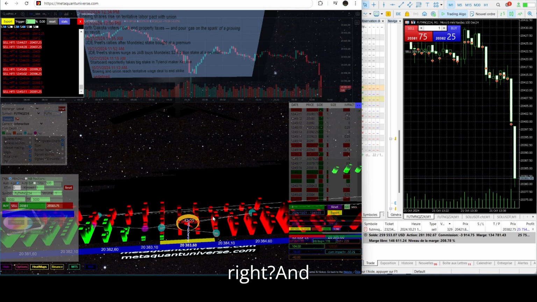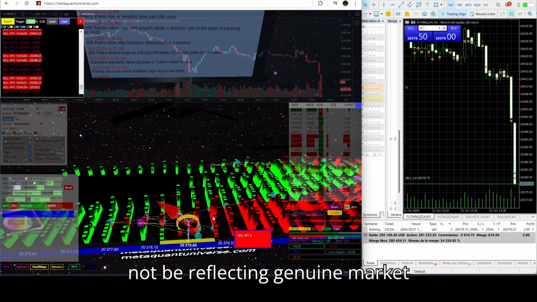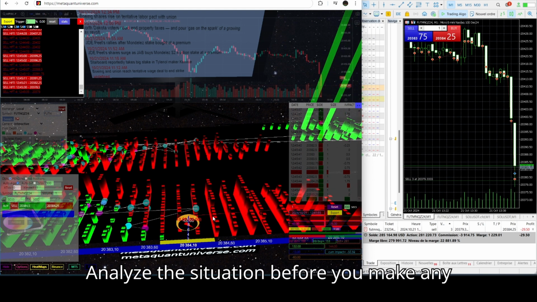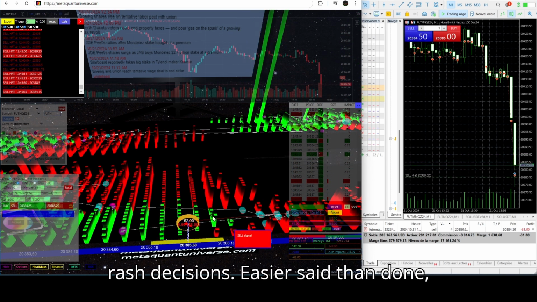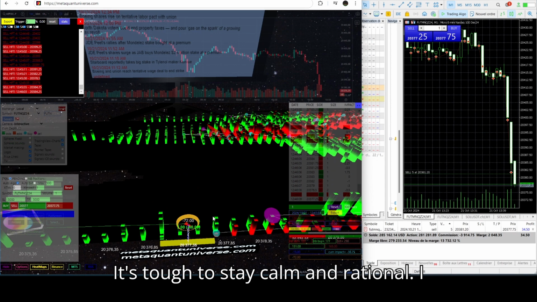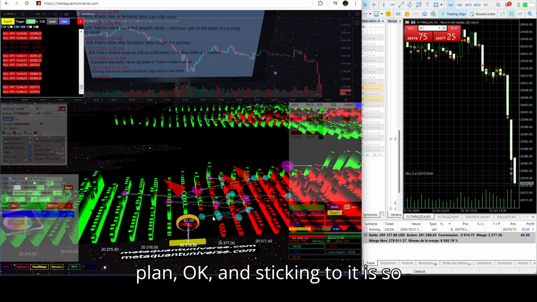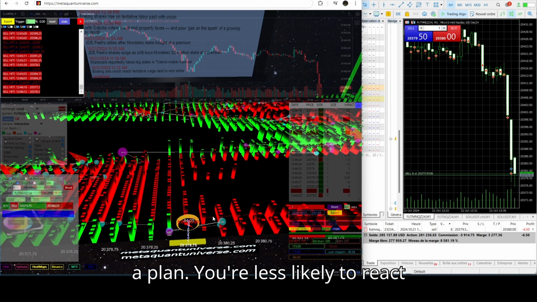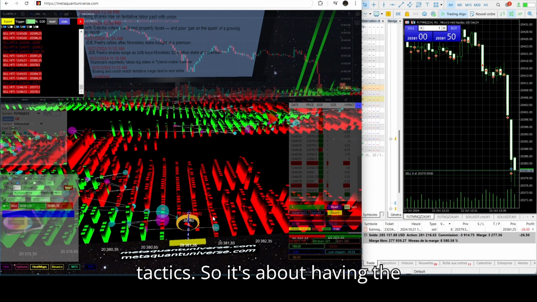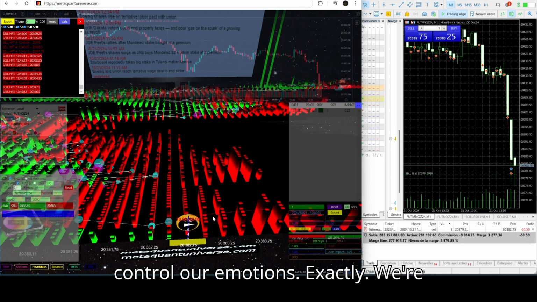Well, mindfulness is key. Recognize that these sudden price movements might not be reflecting genuine market sentiment. Take a deep breath, step back. Analyze the situation before you make any rash decisions. Easier said than done, though, right? When you're seeing your portfolio dipping into the red, it's tough to stay calm and rational. I agree. That's why having a clear trading plan and sticking to it is so important. When you have a plan, you're less likely to react impulsively to these manipulative tactics. So it's about having the discipline to not let those algorithms control our emotions? Exactly. We're taking back control.